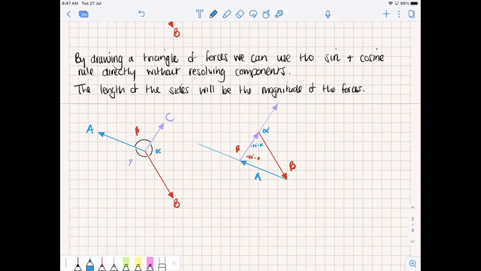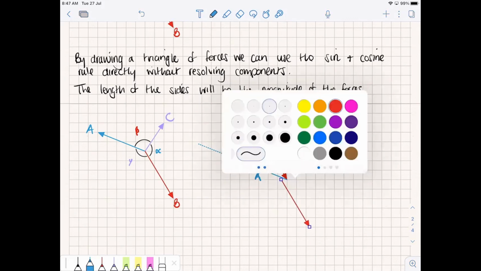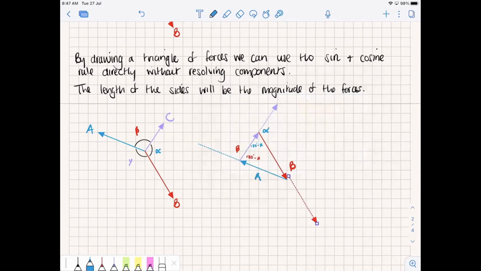Unsurprisingly, if we do the same thing over here, I will make this one dotted again. We extend that vector B. We can see that this angle in here is, as Zara said, angle gamma, which means the angle right on the inside here is 180 degrees minus gamma.